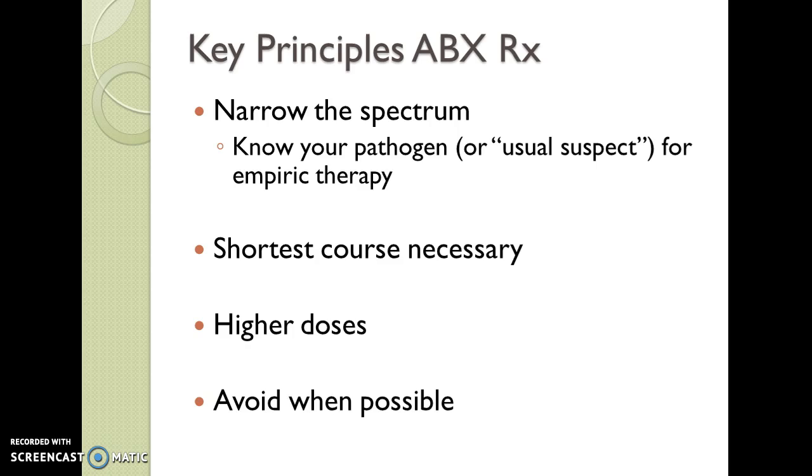So we try to narrow the spectrum. And you'll notice when you look up the particular drugs that are involved in the antibiotic choices, that some of them will be considered very narrow spectrum. In this case, let's talk about penicillin versus amoxicillin, because those are both beta-lactam drugs. And penicillin is very narrow in its spectrum of activity. It only targets a few different microbes.